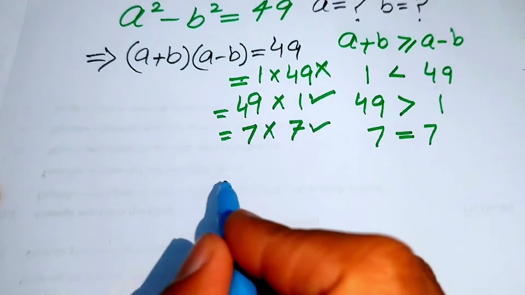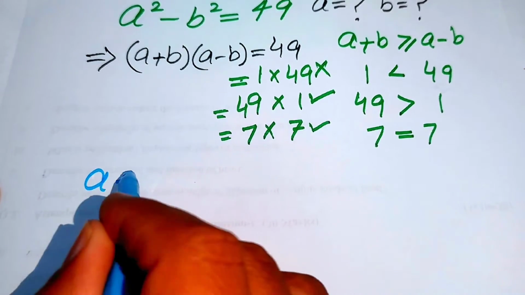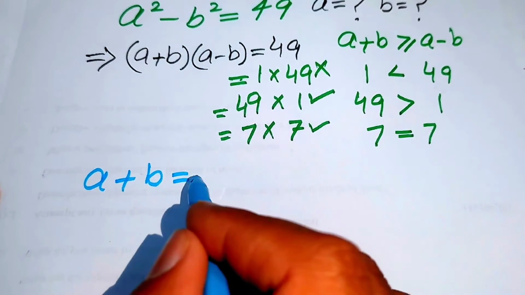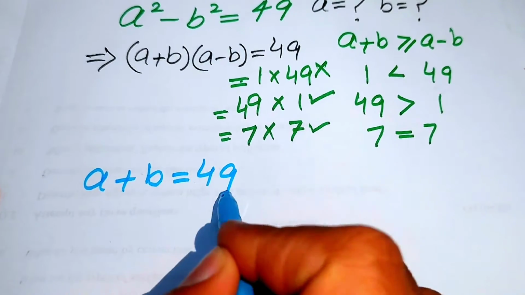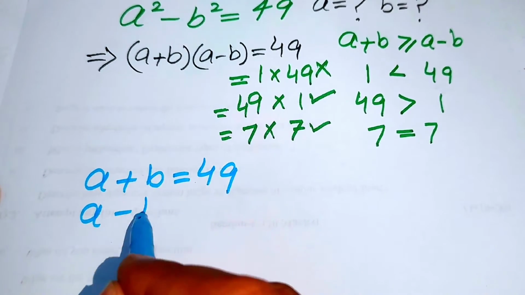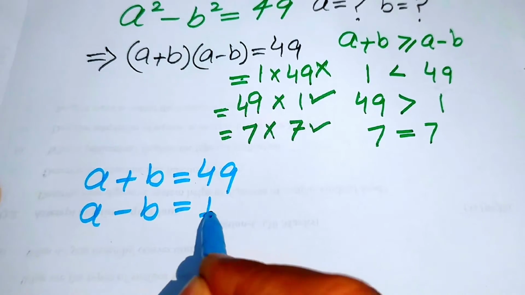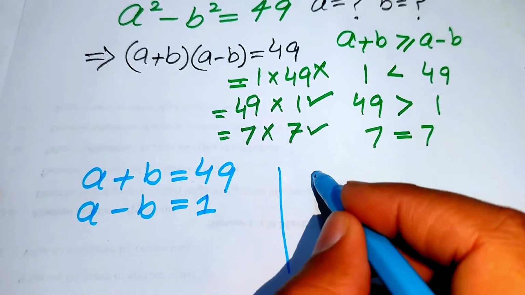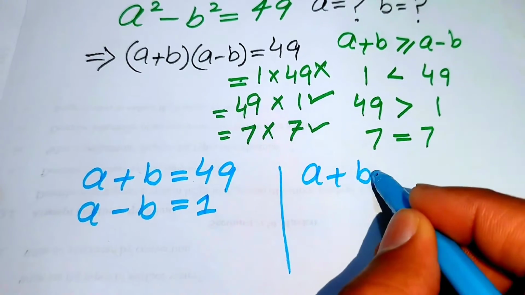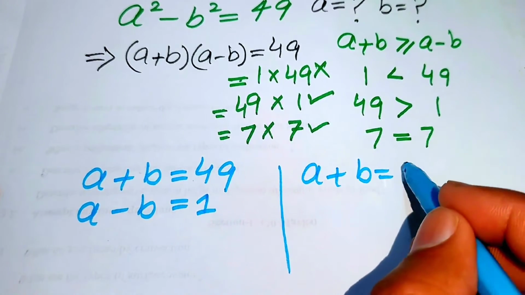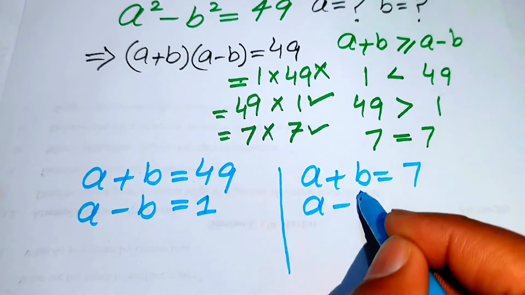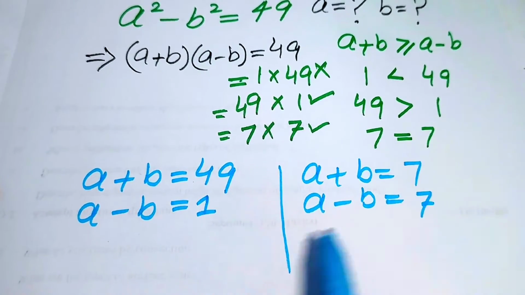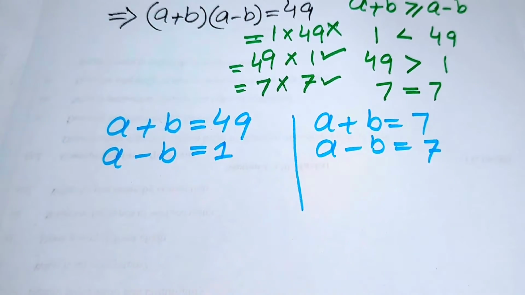Our first case is a plus b equals 49 and a minus b equals 1. This is our first case, and here we write the second case. Our second case is a plus b equals 7 and a minus b equals 7. So we have these two possibilities, and now we can solve the first case.